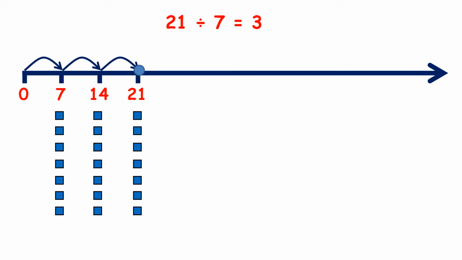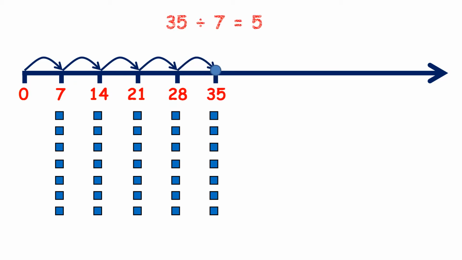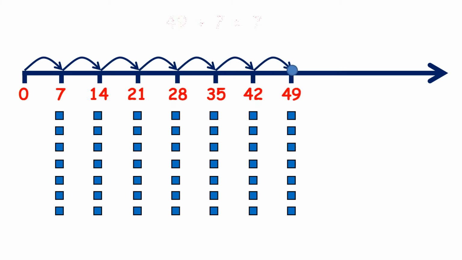21 divided by 7 is 3. So if we have 21, we can make 3 groups of 7. 28 divided by 7 is 4. 35 divided by 7 is 5. 42 divided by 7 is 6. 49 divided by 7 is 7.